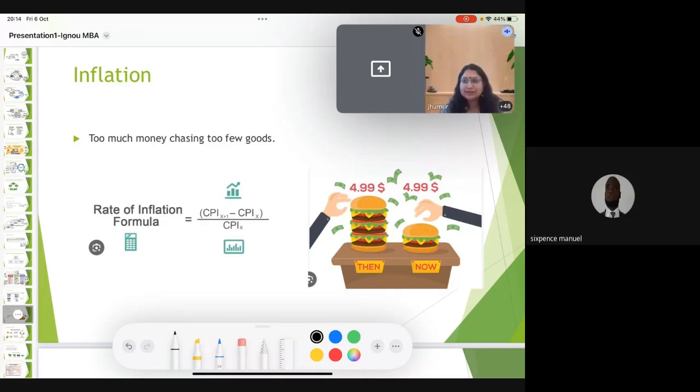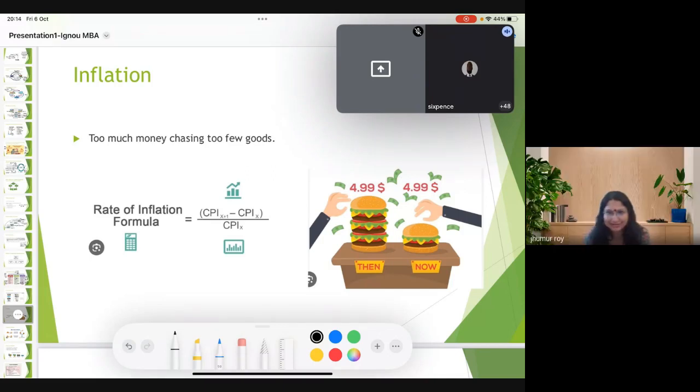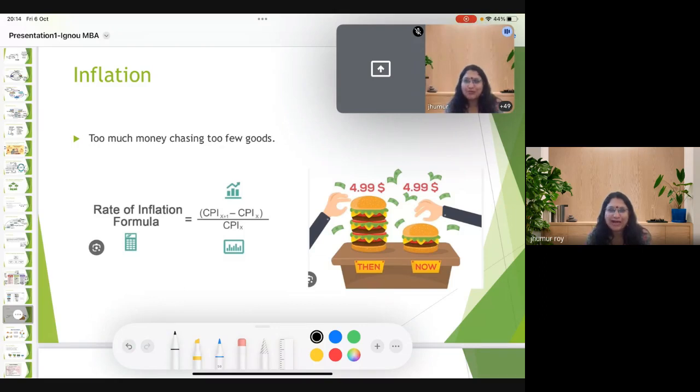We know what inflation means. Inflation means the rising of prices in the market. Yes, correct. So I will not go into inflation, I know all of us know it. I will just talk about the different things about inflation which you need to learn. So the first thing that you talk about is this formula.